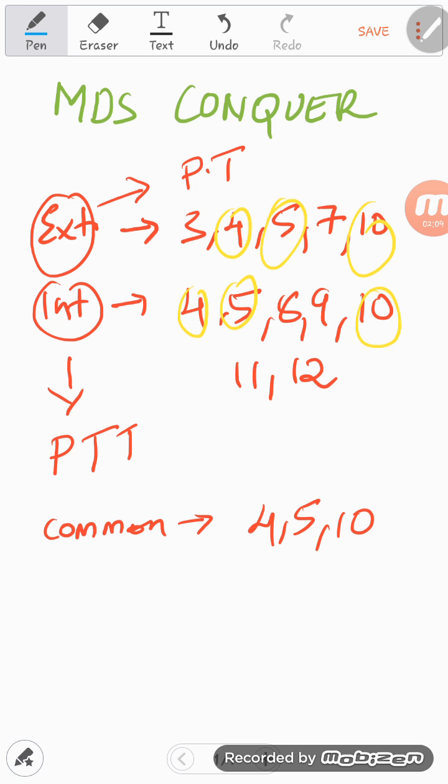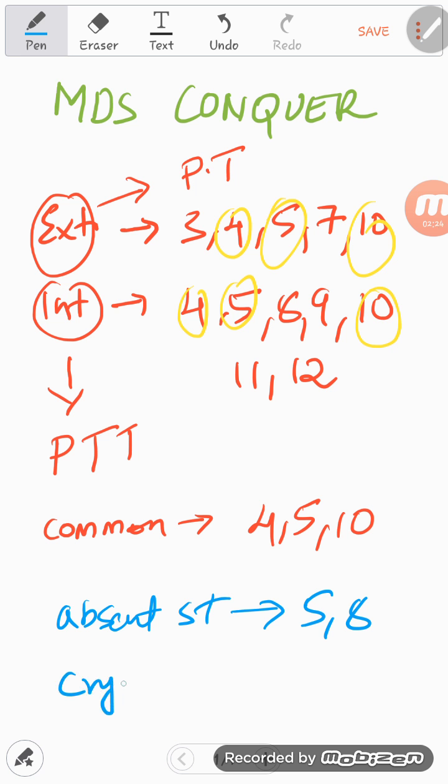The next question: the factors that are absent in stored blood. The answer is 5 and 8. Next question, cryoprecipitate is rich in which factor? The answer is 8. Factors 5 and 8 are absent in stored blood, and cryoprecipitate is rich in factor 8.